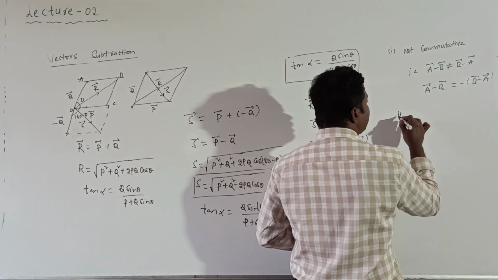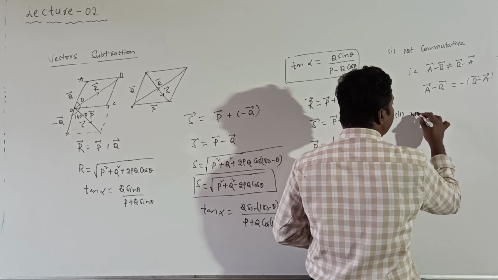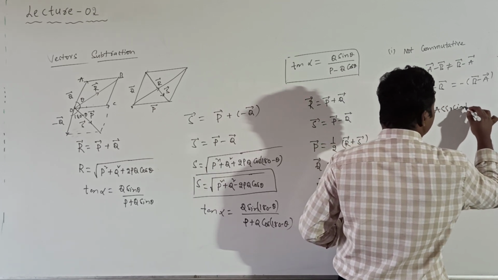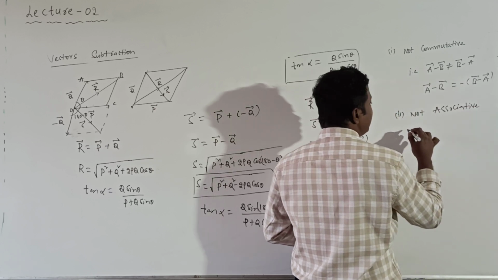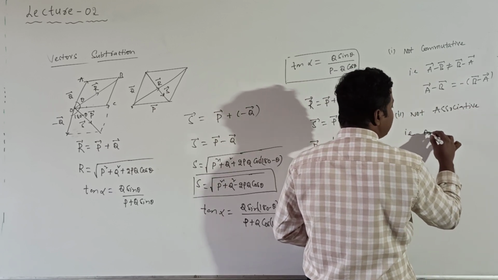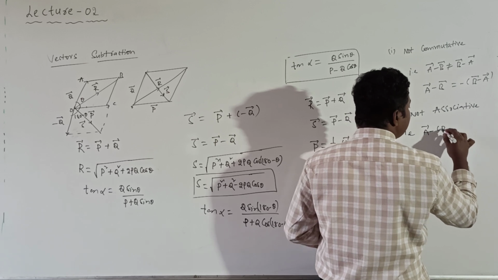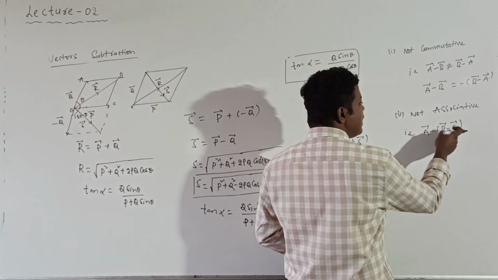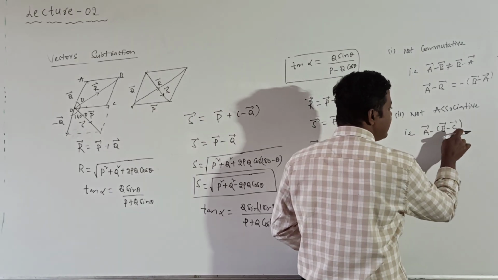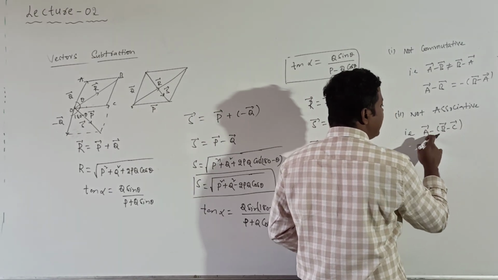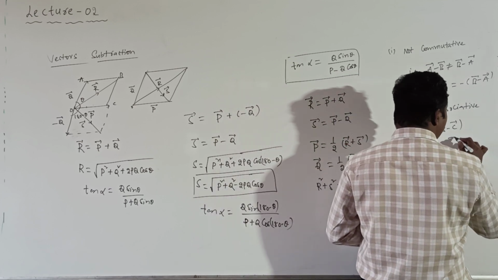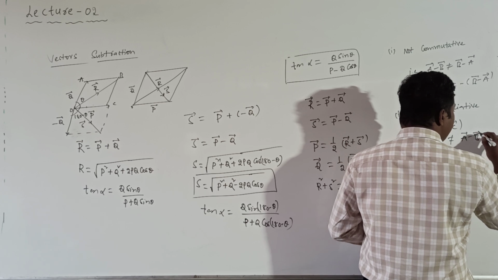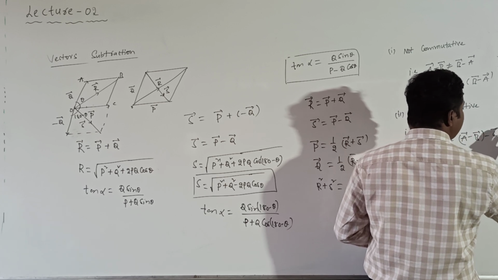Similarly, vector subtraction is not associative. So what is associative? If I consider three vectors, A bar minus B bar minus C bar, where B bar and C bar are added first and the resultant is subtracted from A bar, this is not equal to A bar minus B bar, minus C bar.